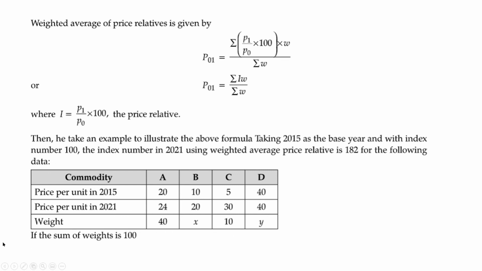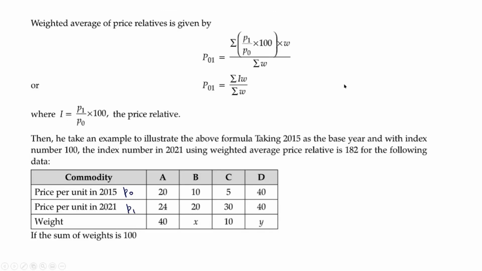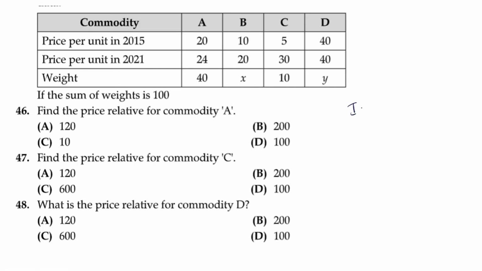Now we have the questions. So here we have the commodities which are given and the price per unit in the base year and the current year. So this is the base year and this is the current year. The next question, find the price relative for commodity A. The price relative for commodity A will be price in the current year upon price in the base year into 100. So the price relative is P1 upon P0 into 100. So I is equal to P1 upon P0 into 100.